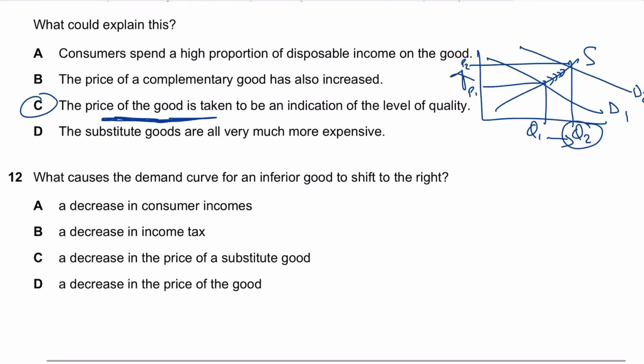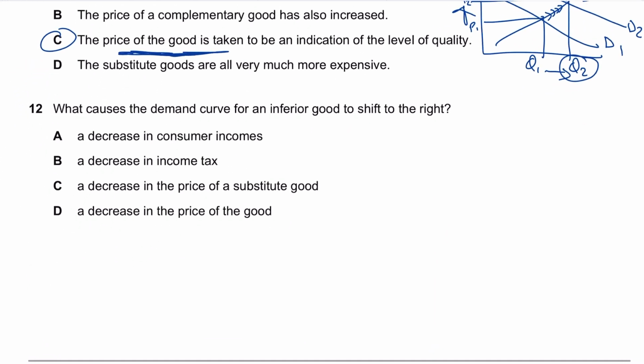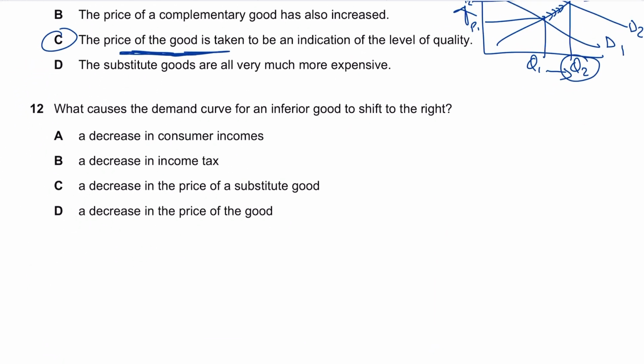Question number 12 states what could cause the demand curve for an inferior good to shift to the right. Inferior goods are those goods whose demand rises because of a fall in income. So definitely your income should go down. So 12A should be the answer, a decrease in incomes, right? And normal goods are those goods that have a direct relation with income. If income rises, the demand for normal goods goes up.